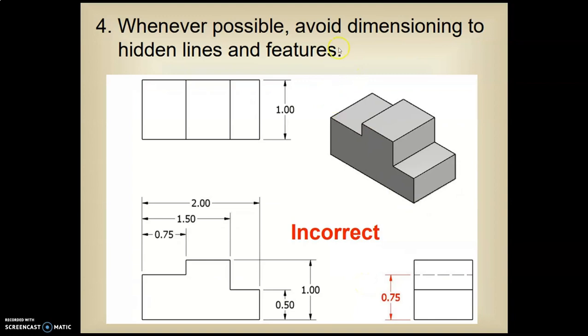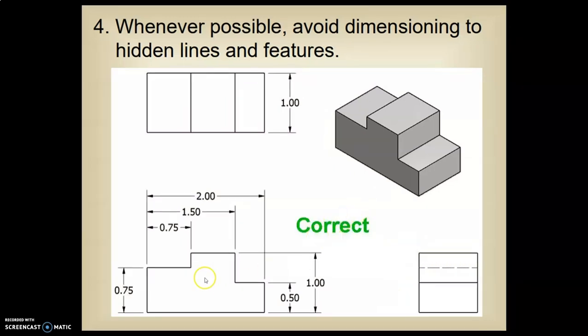Whenever possible, avoid dimensioning the hidden lines and features. That's not correct, so never dimension to hidden lines. Like here, do not dimension the hidden lines. There's no reason to dimension hidden lines. We would dimension it over here.